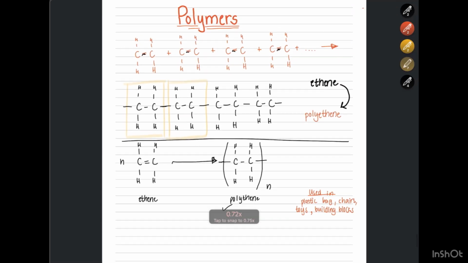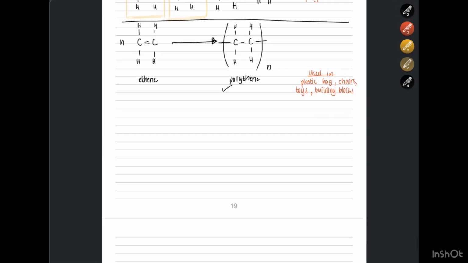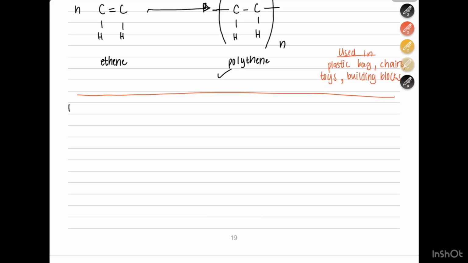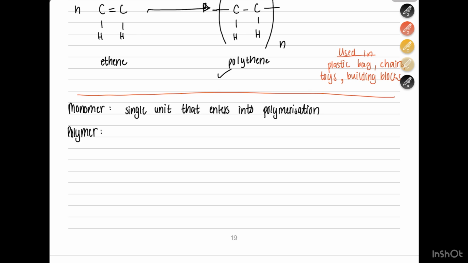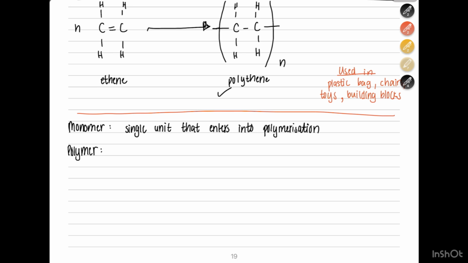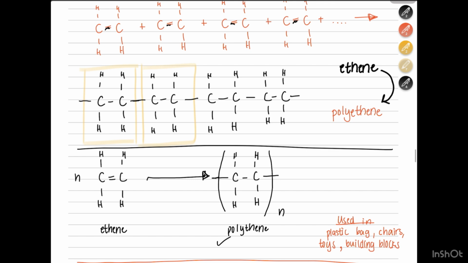So based on the above information, we can define the following terms. First, monomer. What is a monomer? A monomer is a single unit, in our case ethene, a single unit that enters into polymerization. Polymer. What is a polymer? A polymer is a complex structure, as you can see above, also known as a macromolecule, that results from polymerization. In this case, it is polyethene.